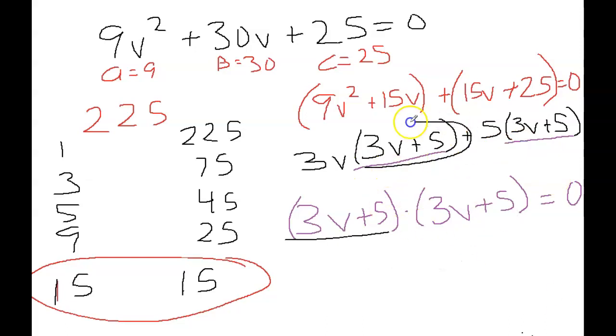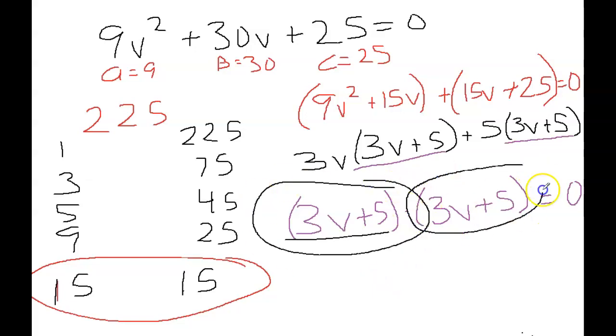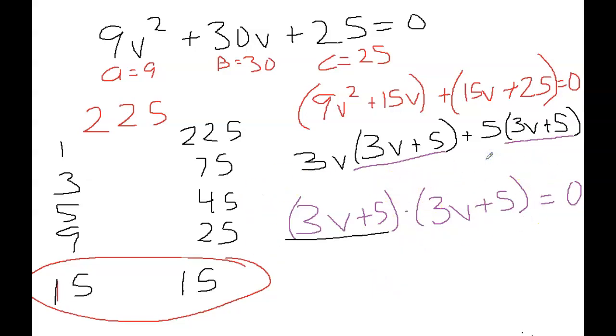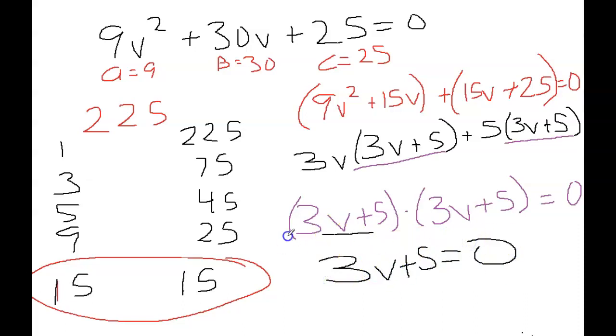All right, so you factored out that 3v plus 5 by both terms. And in this case, both our terms are exactly the same. That's not always the case. But to solve for v, you just take each factor here now one at a time. If two things are multiplied together and they equal 0, one of them has to be equal to 0. That's the zero product property. So 3v plus 5 has to equal 0.